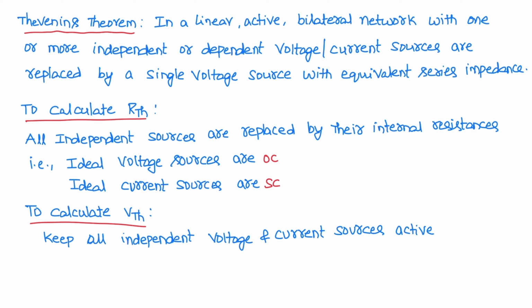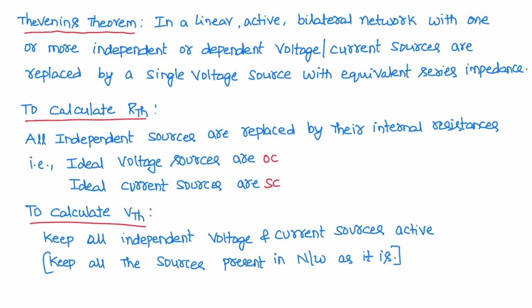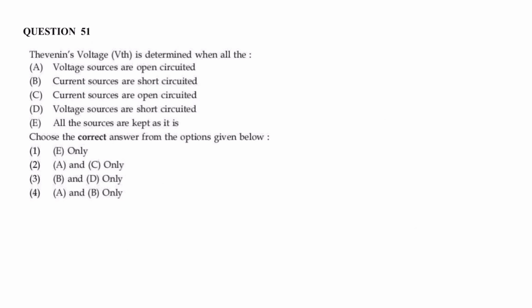To calculate Thevenin's voltage, keep all the independent voltage and current sources active, or keep all sources as it is. Keep all the sources present in the network as it is. Do not disturb the active sources present in the network for calculating the Thevenin's voltage. So from the question, Thevenin's voltage VTH is determined when all the sources keep as it is. Correct option is 1, E only.